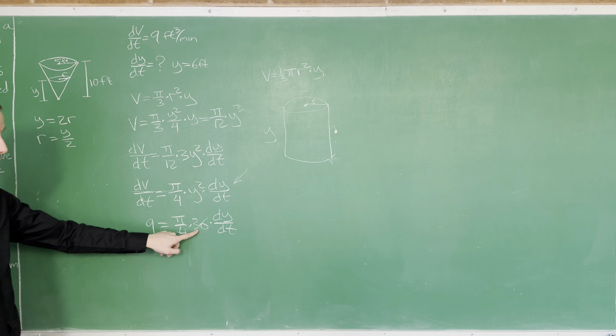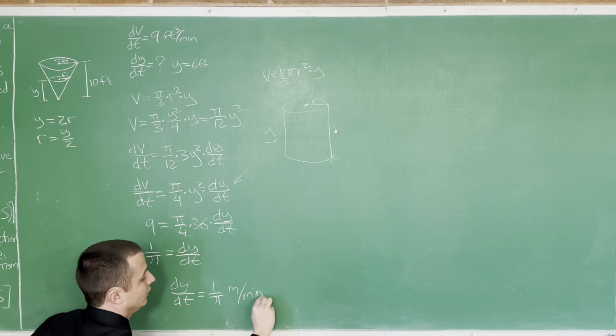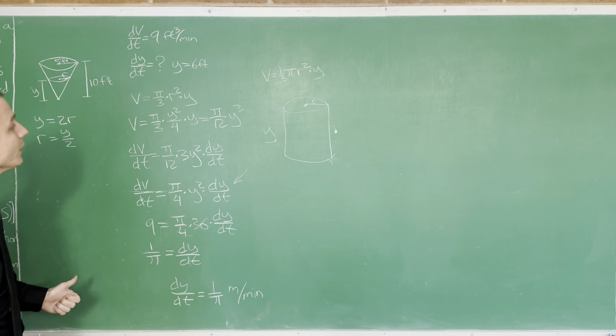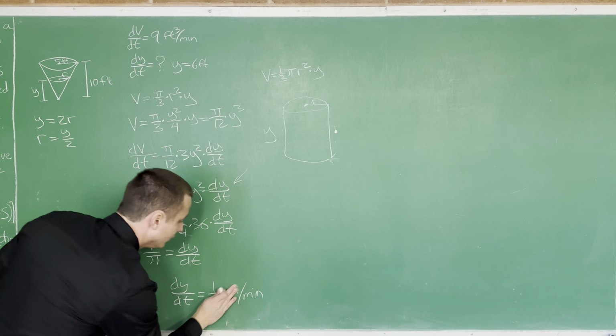Meters per minute. That is how fast the water level is going up here. It's feet. It's feet per minute. Oh, is it feet? Thank you. It's feet per minute cubed, isn't it? Or feet cubed per minute? No, because it's one.